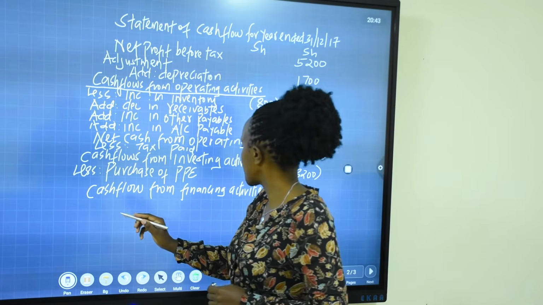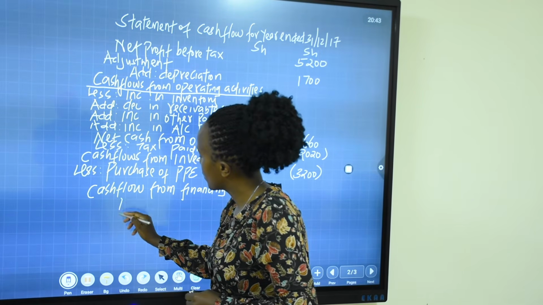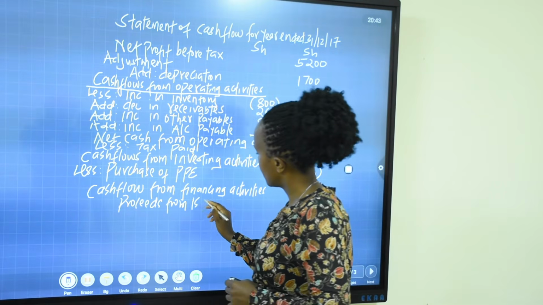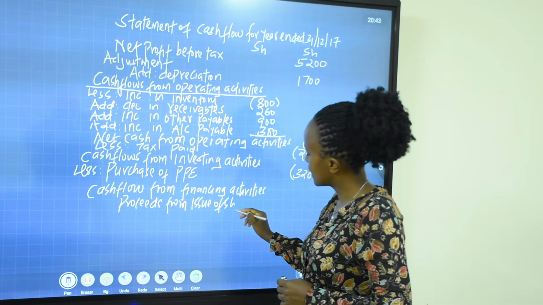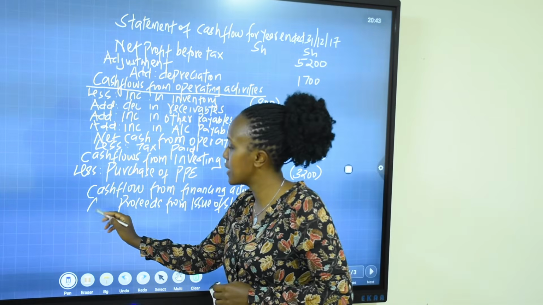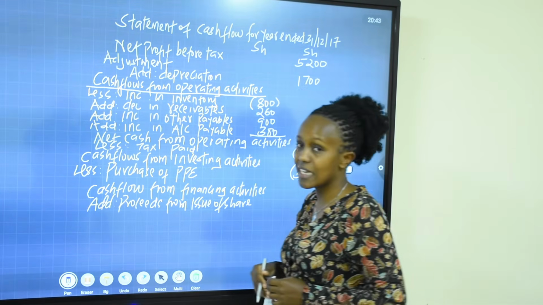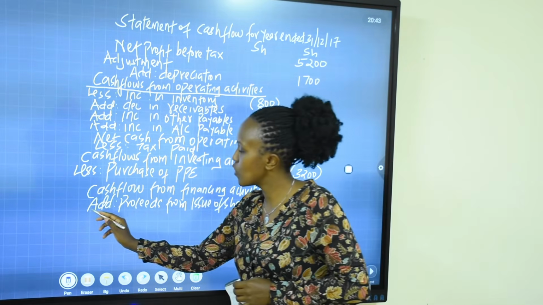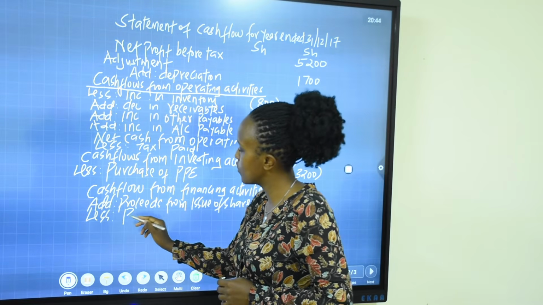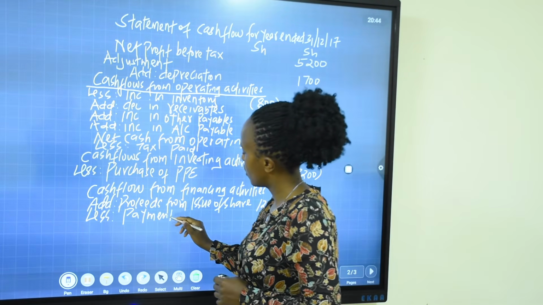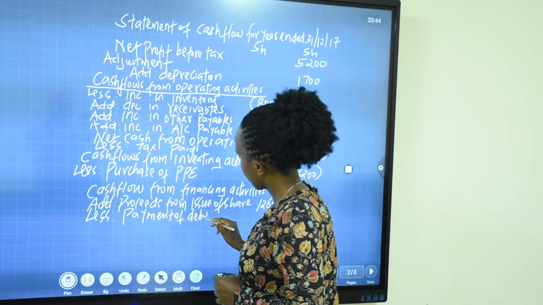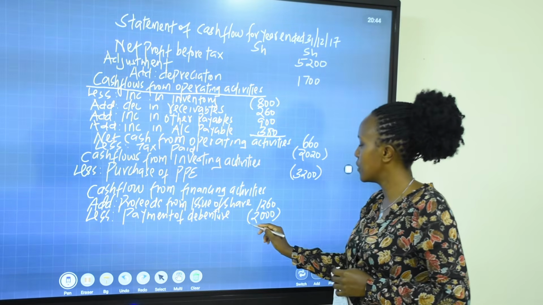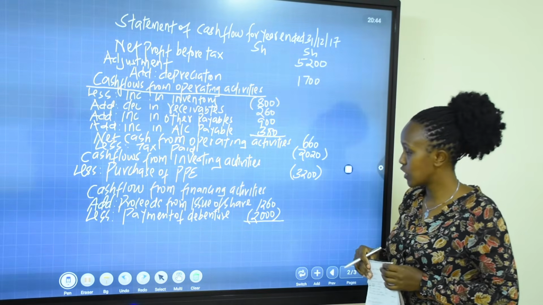So we are saying there was a proceeds from issue of shares. The share capital has increased, meaning we received some money by issuing some shares. So this one is an inflow. The money that came in from issuing shares is an inflow. And there was payment of loan. That was an outflow. Payment of debenture. So the debenture was fully paid. That is 2,000. That is an outflow. Money left the organization to pay for the debentures.